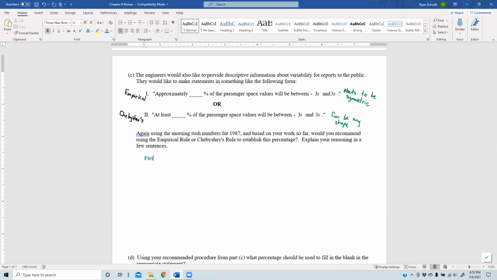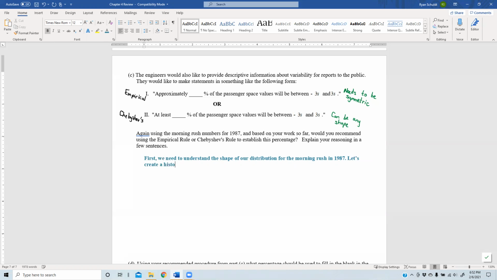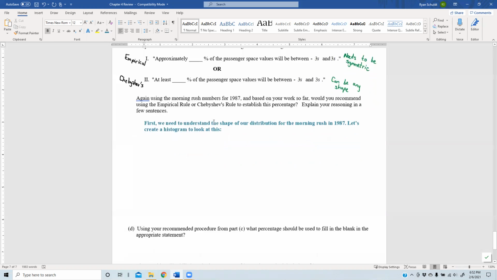So first, we need to understand the shape of our distribution for the morning rush in 1987. Let's create a histogram to look at this. Okay, so now we need to make a histogram.